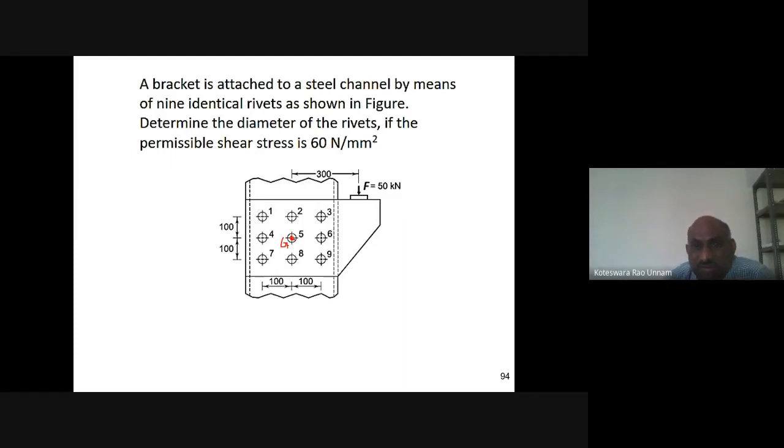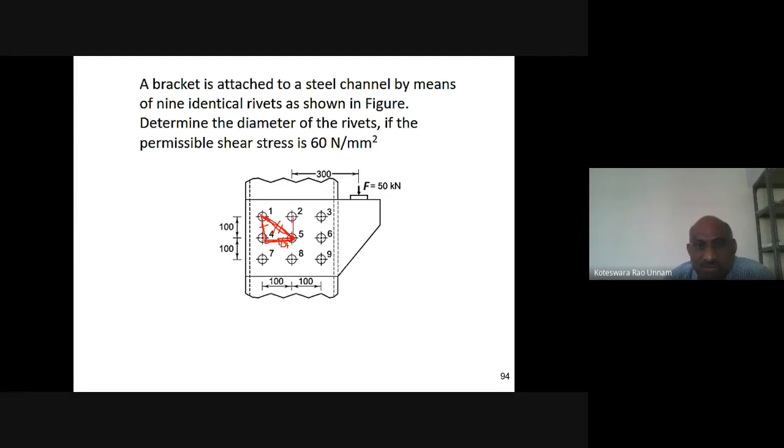Then you need to identify the R1 value. So this distance you need to find out. Directly you won't get it here, but you know this horizontal distance is 100, and this distance is also 100. So use the Pythagoras theorem. It is a right angle triangle, and you need to find the hypotenuse. That is the square root of 100 square plus 100 square. You will get that value.